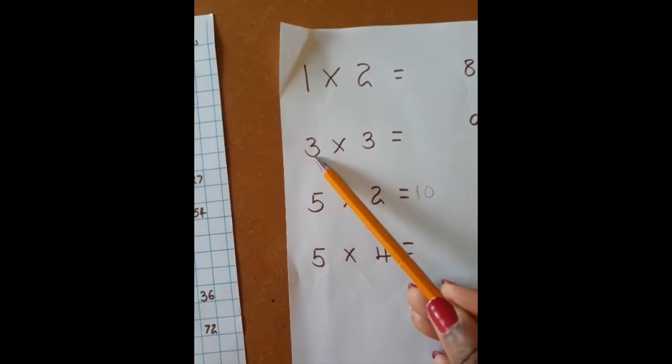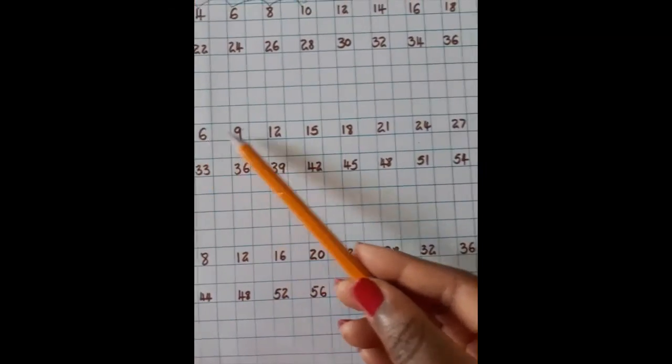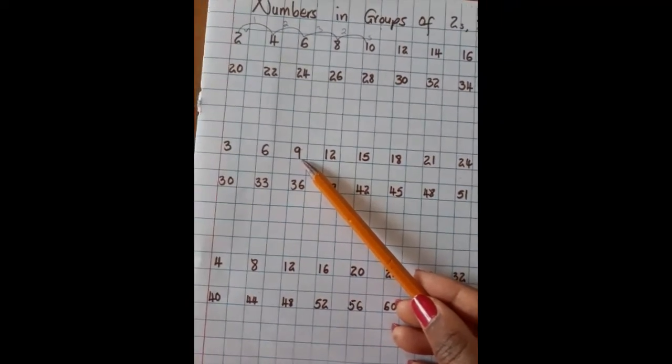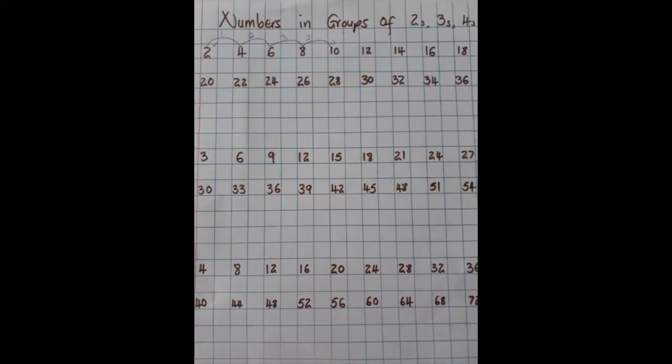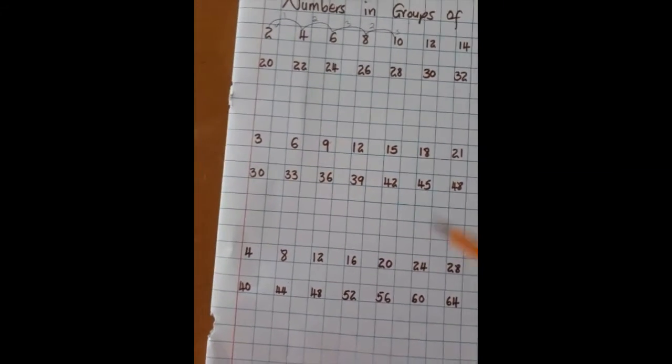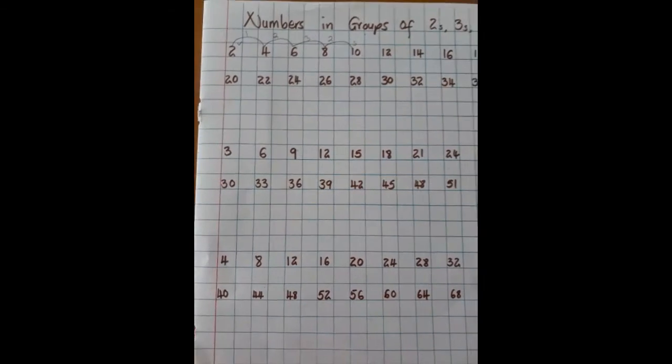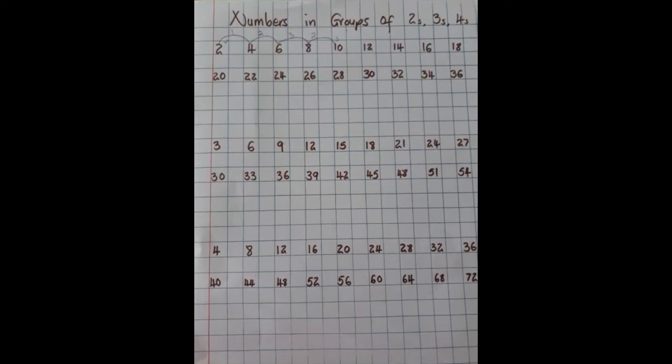So here it says 3 times 3. Just quickly go to your chart and count 1, 2, 3. Where are you? You're on 9. So that means your answer is going to be 9. After knowing how to count in groups, you can even do it mentally, things like that.